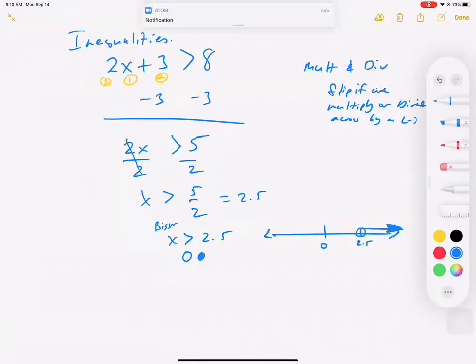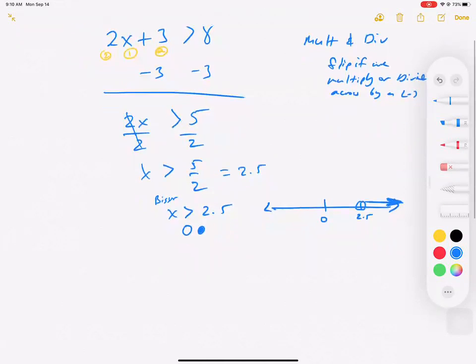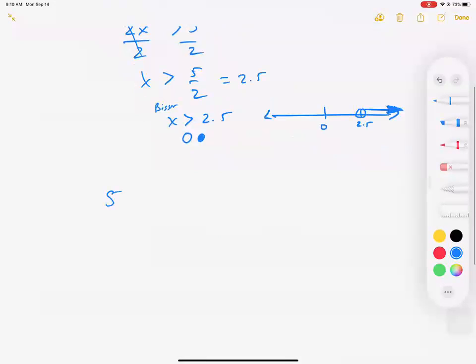So this problem isn't super hard. What happens is that we just want to make sure we see all the little tiny nuances. These nuances can get us if we're not paying attention. Let's do another one. This time we're going to have a negative x. 5 minus 3x is less than or equal to 4.